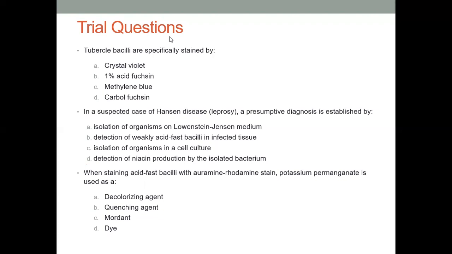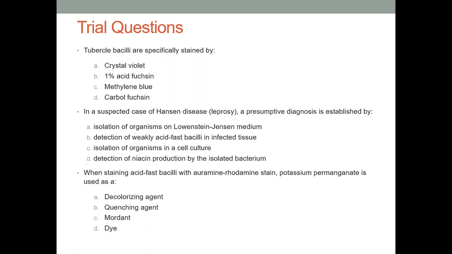Isolation of the organism in a cell culture. Remember, I've told you that Mycobacterium leprae cannot be cultured, and even if it can be cultured, you want a presumptive diagnosis. So isolation is also out. Detection of niacin production by the isolate, all these ones that involve isolation, take them out, because the question itself is giving you a clue. And so you should not even struggle at all to get the correct answer. Is that all right? Good.